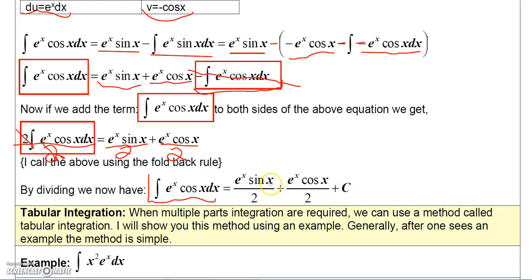And so that's a tricky way to get the result of this integral. Now, by the way, you could combine these two fractions and make it one fraction, since they have the same denominator. Just add them together, and then you would have e to the x sine x plus e to the x cosine x all over 2 plus c. And so that's how the foldback rule would work on certain integrals.